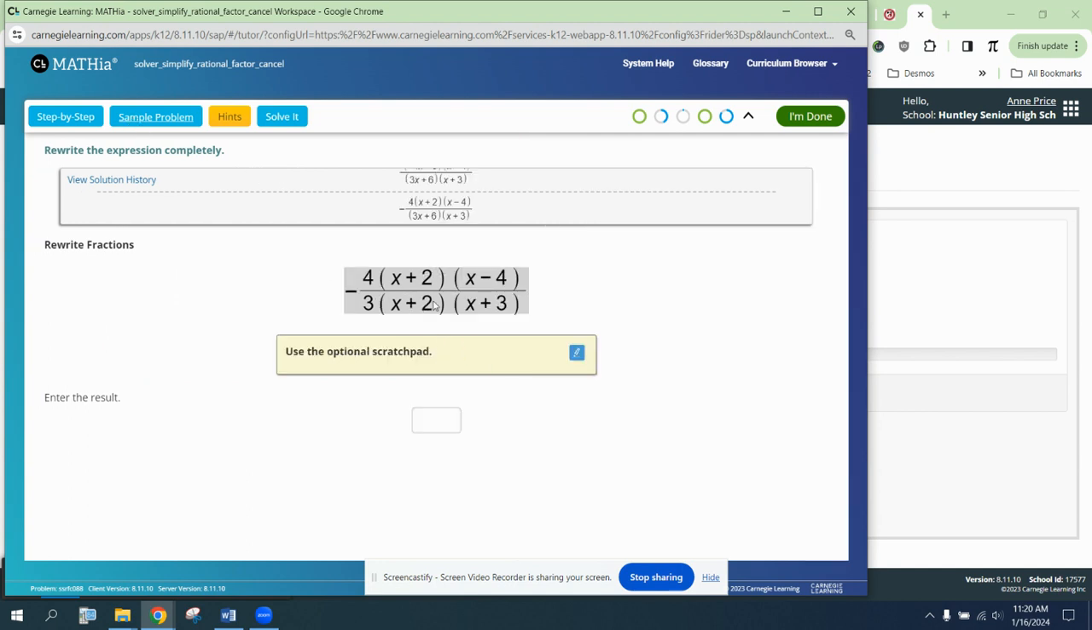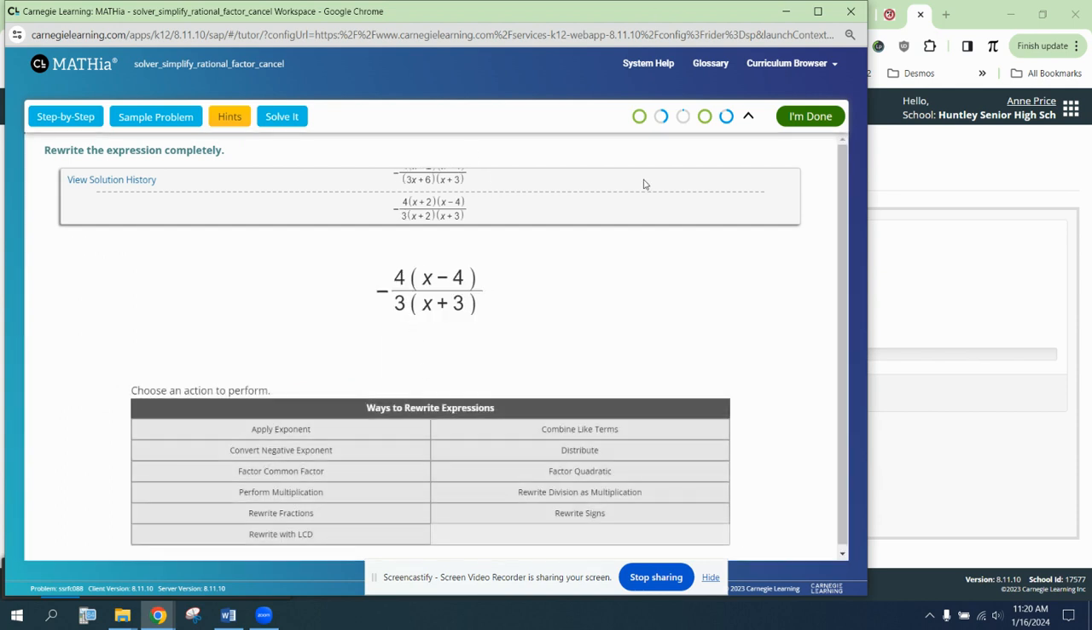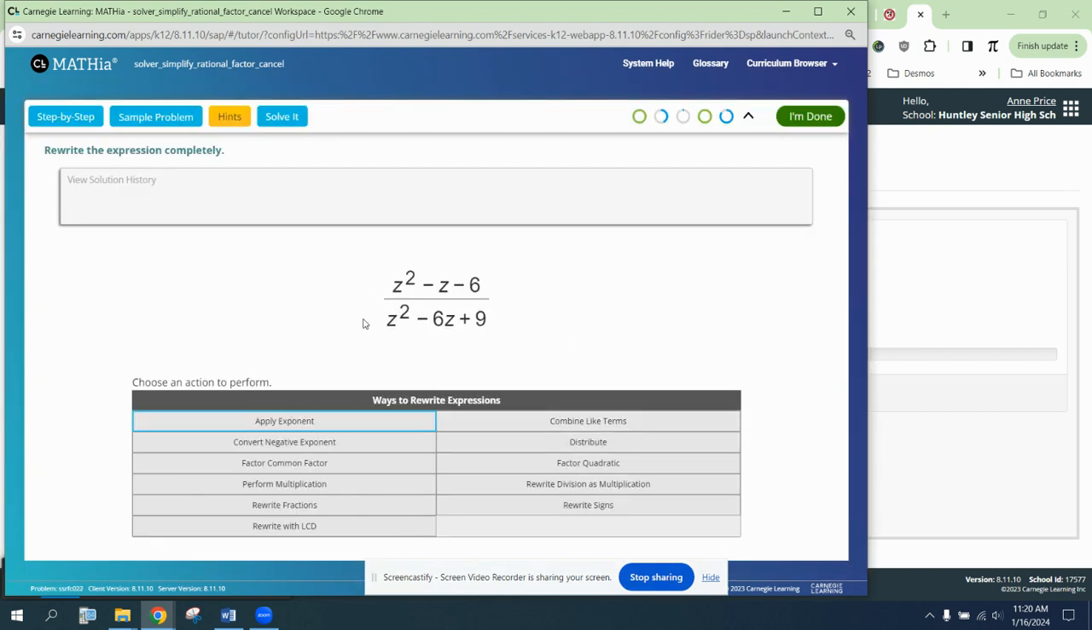Now I can see that the x plus 2's are common on the numerator and denominator, and I'm multiplying everything together. So in my simplified form, I can hit the fraction button and do -4, and then I'm going to have x minus 4. And then on the denominator, I'm going to have a 3. And then when the x plus 2's cancel, I'll have x plus 3 remaining. And that should be my finished problem. All right, I hope that helps. And then again, here's one you would factor first and then reduce down.